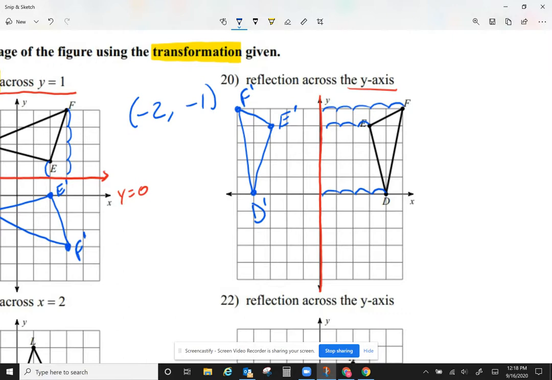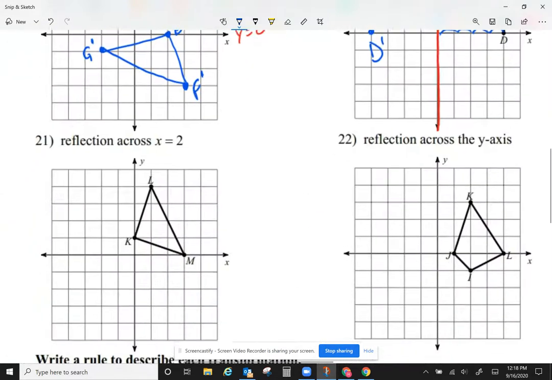Now, once again on the homework, I'm going to ask you guys for a specific point. Just give me the coordinates of that point. I could be asking in this case for F prime, E prime, or D prime. My mentality is, if you can do 1 point, I know you can do them all. So that's why I'm only asking on the homework for 1 point.